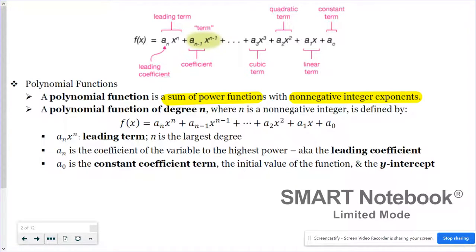We can write a polynomial function in standard form. This is representing what standard form would look like. Notice there are no parentheses with factors or anything like that. It's just expanded. The leading term is the term that has the largest degree, so we're talking the largest exponent. We call the coefficient of that leading term the leading coefficient. The constant term is the initial value of the function. Plug in 0 for x and calculate, and that value is the y-intercept of the function.